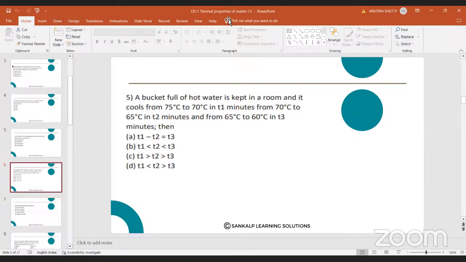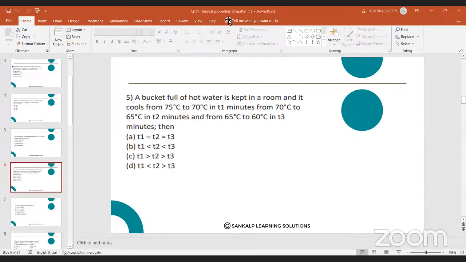A bucket full of hot water is kept in a room and it cools from 75 degrees Celsius to 70 degrees Celsius in T1 minute, from 70 degrees Celsius to 65 degrees Celsius in T2 minute, and from 65 degrees Celsius to 60 degrees Celsius in T3 minute. Then which ratio is right? They are asking here. So again, it is based on Newton's law. Option B. Okay, it is right.